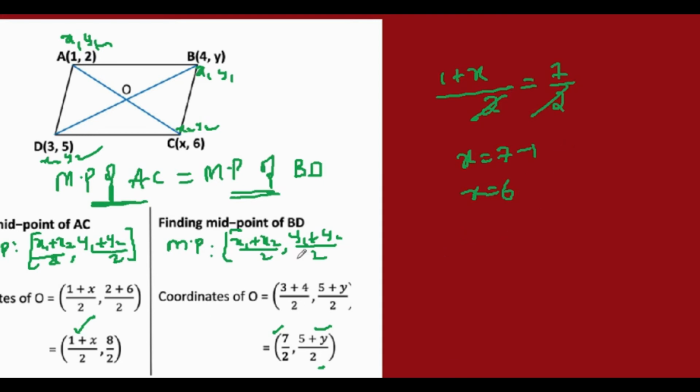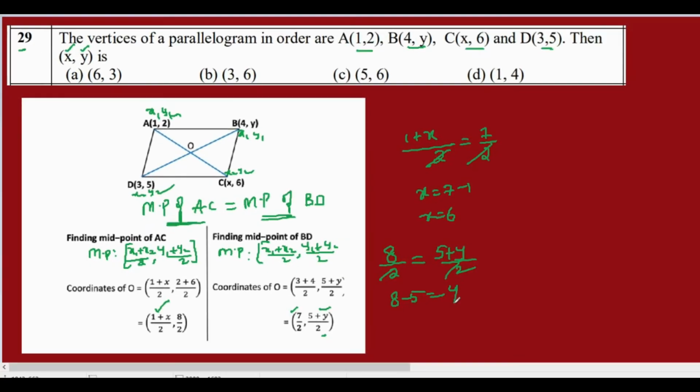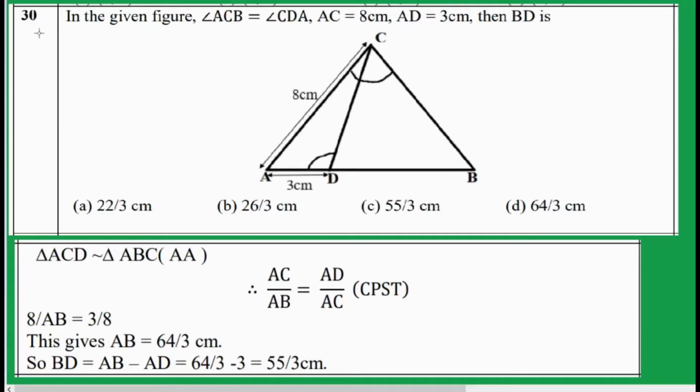Similarly, we will equate the y coordinate. Here the y coordinate is 8 by 2 and (5 plus y) by 2. 2 gets cancelled. 8 equals 5 plus y, and 5 goes to the other side and becomes minus 5. y will become 8 minus 5, which is 3. So the correct option is (6, 3). So option A is the right answer, (6, 3).